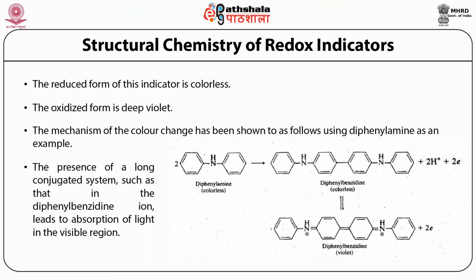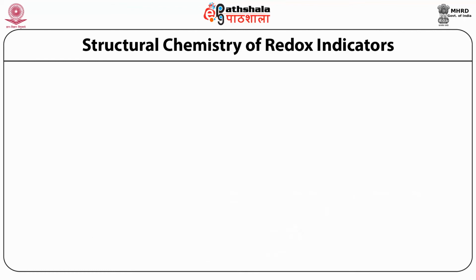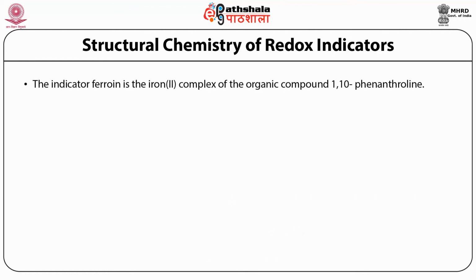Here is the diphenylamine that is colorless, and when it is reacted in the solution, it is converted into the diphenylbenzidine, which is also colorless, and again it is converted into the diphenylbenzidine violet, which is violet in color, and generates 2 electrons.